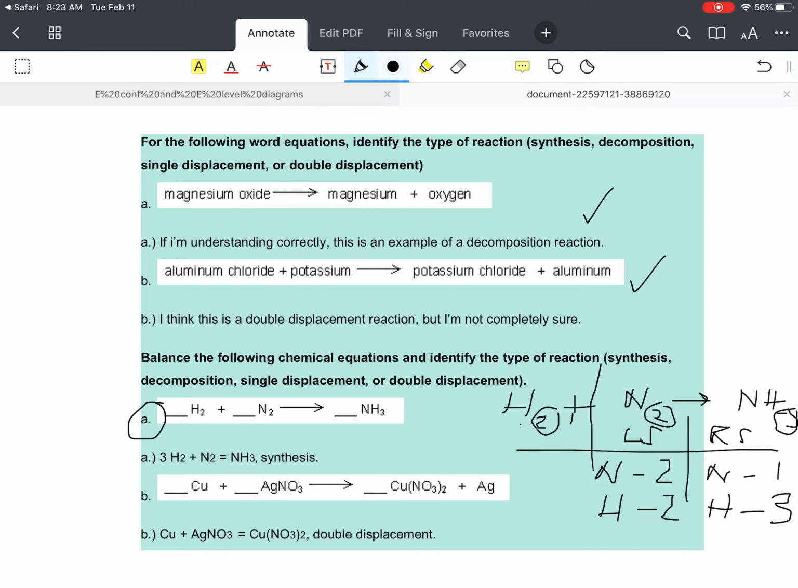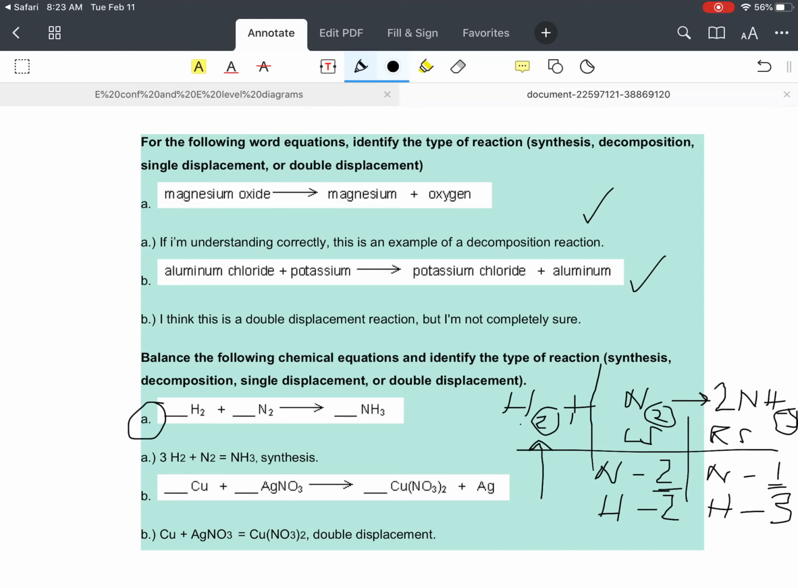So what you're going to want to do is start with the first element in your chart, and balance. I've got 2 nitrogen on the left side, and I want 2 on the right side. The only way I can do that is by putting a coefficient in front of the N. You can't add any subscripts, which are the little numbers. You can only put coefficients in front.